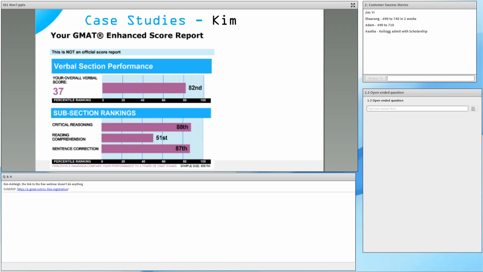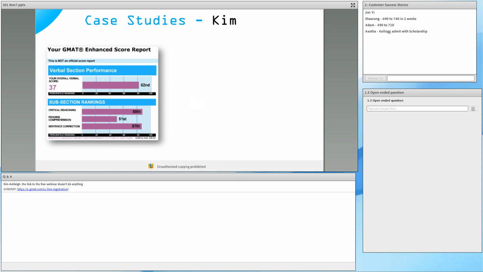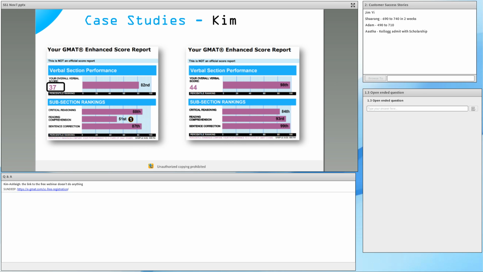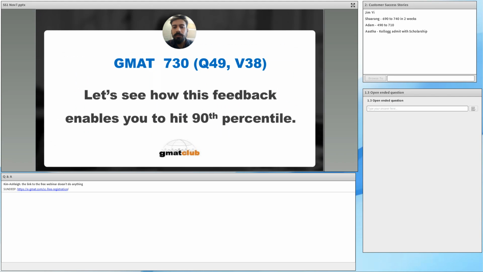Again, very similar story. V37, you can see 82nd percentile. Again, you can see one specific weakness in RC. Again, within 20 odd days, she was able to go from a V37 to a V44, 98th percentile on verbal. You can see that improvement in RC for her over here. Also that improvement in SC from 87th to 99th percentile in SC overall. So these are ways in which you can really do this.